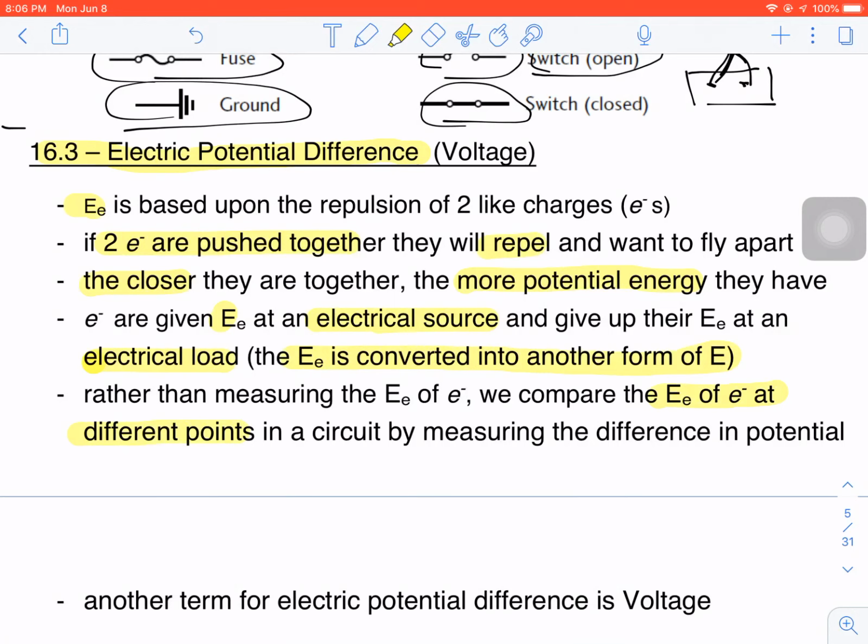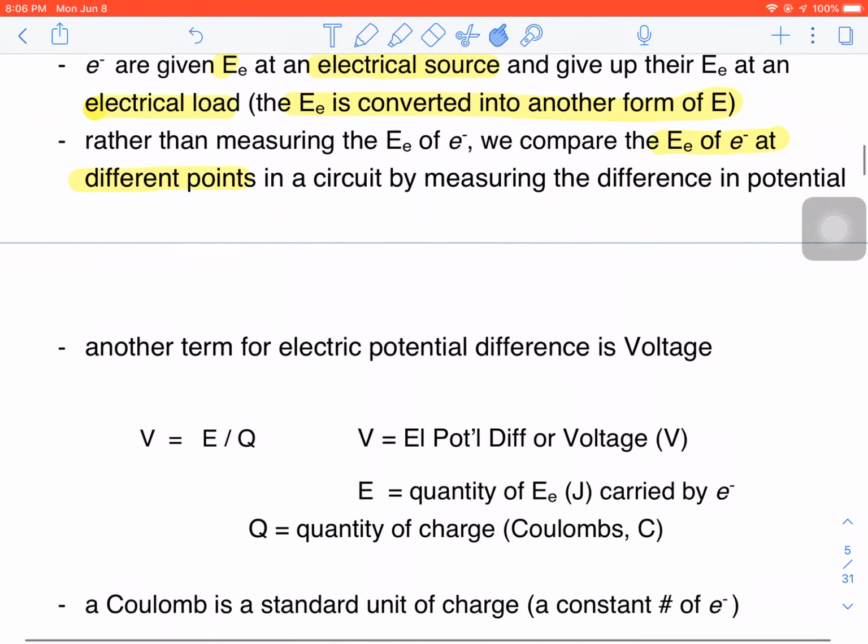many electrons go by it, now I need to attach my voltmeter, which is going to measure electrical potential. I'm going to check the voltage at one point and the voltage at another and see how it's any different. Okay, so I'm going to measure the difference in potential.